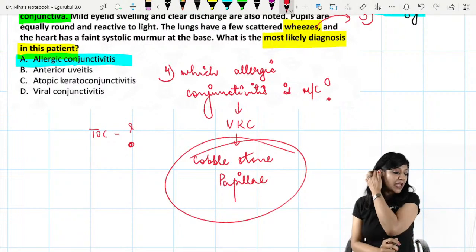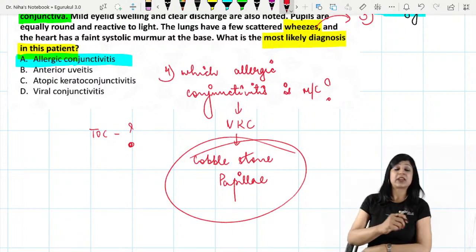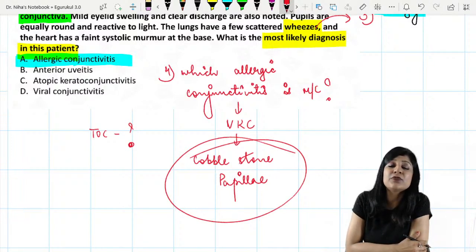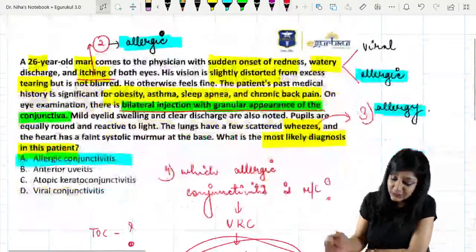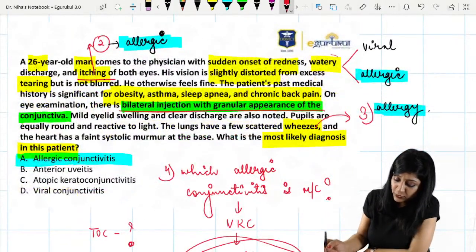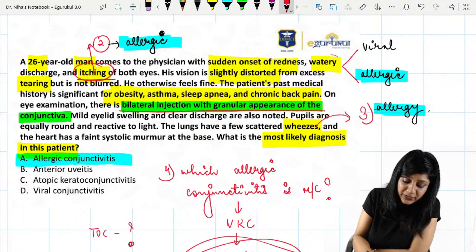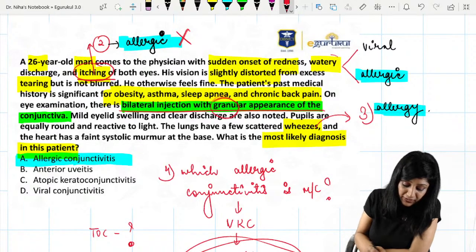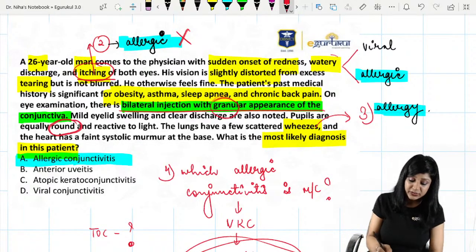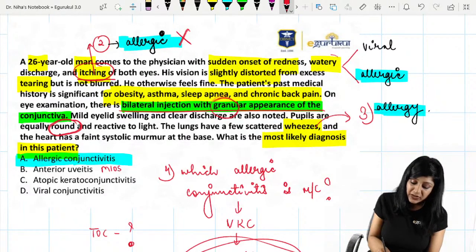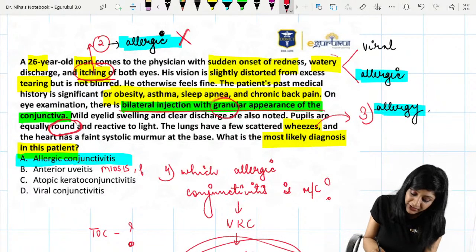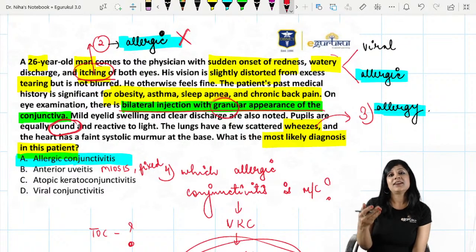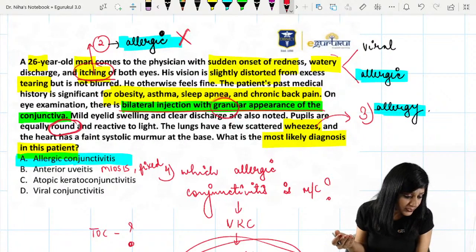With a history of chronic back pain, can it be associated with anterior uveitis? Definitely. If you have chronic lower back pain, you can have anterior uveitis, but in anterior uveitis you will not have itching. There is no place of itching here. Then you will not have the granular appearance. In uveitis, you will have miosis, you will have a fixed pupil, you will have KP, circumcorneal congestion, right? Those are the things that you are not going to have here.